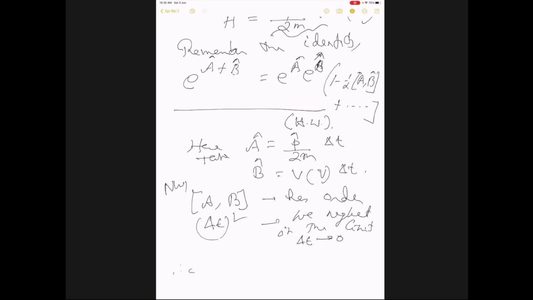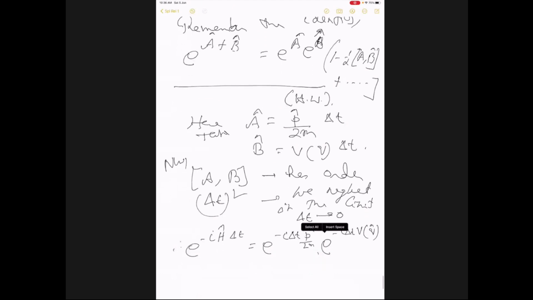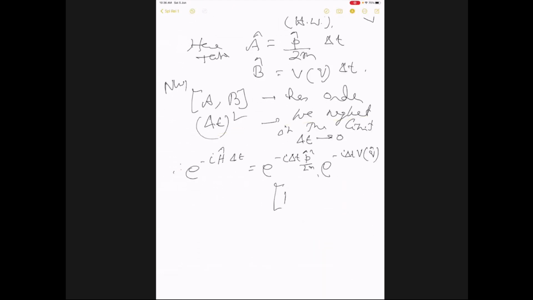Therefore, we find that e to the power minus i H delta t is equal to e to the power minus i delta t p squared over twice m times e to the power minus i delta t V of q, and of course you have a 1 plus some commutators, which we neglect for the reason we have just mentioned, that they come with the quadratic of delta t. So we neglect that term for the time.